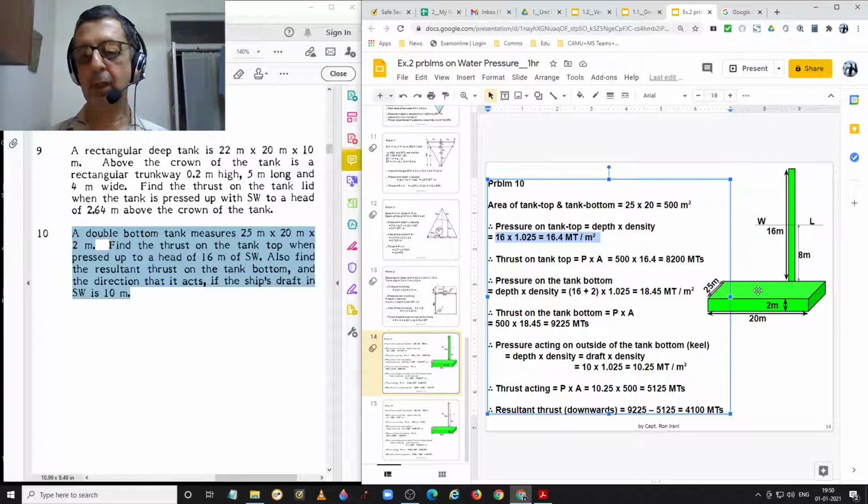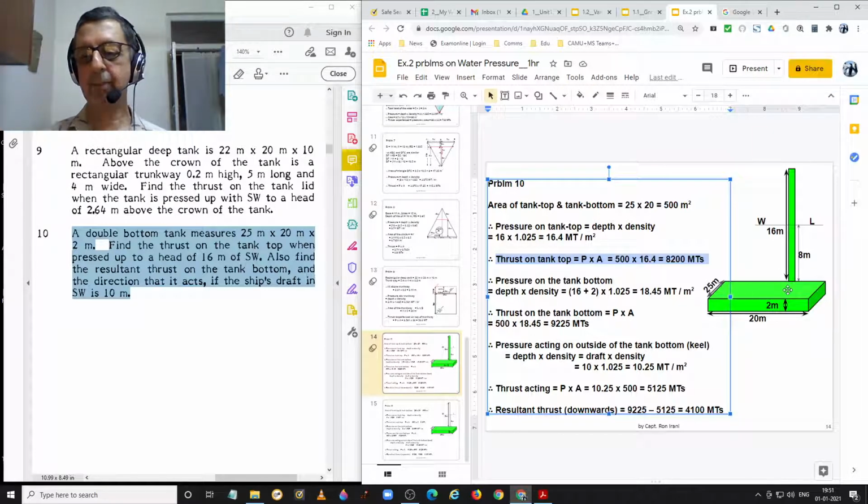Whether there is a full tank resting on top of your double bottom tank or there is just a minimal amount of liquid within the air pipe and sounding pipe, the pressure and thrust acting on the tank top will be as if there is a full tank sitting on top of your double bottom tank. The thrust on this tank top is equal to pressure into area, equal to 500 into 16.4. 500 is the area of the tank top, and 16.4 is the pressure on the tank top, equal to 8,200 metric tons.